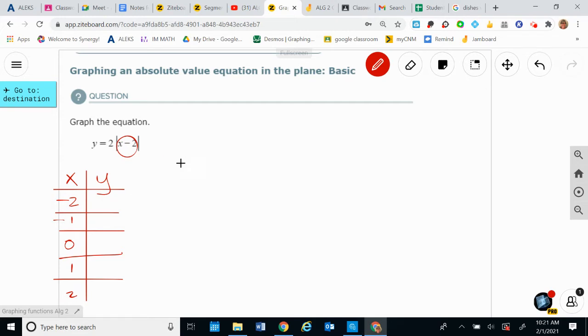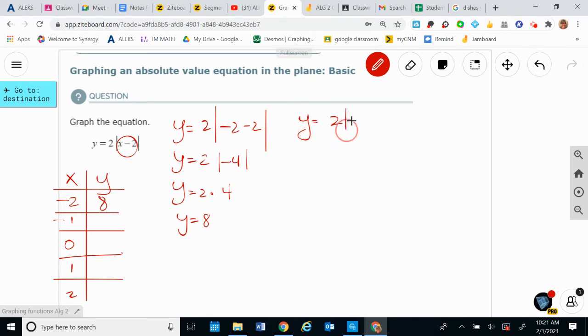Let's start. Y is equal to 2 times the absolute value of -2 minus 2. I plugged it in, right? Y equals 2 times the absolute value of -4. Y is equal to 2 times 4. Y is equal to 8. So we got 8. Now go back, do it with -1. 2 times the absolute value of -1 minus 2. 2 times the absolute value of -3. 2 times 3. 6. We might have a pattern.